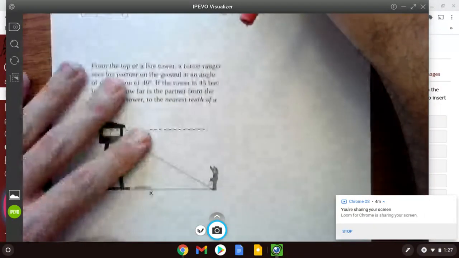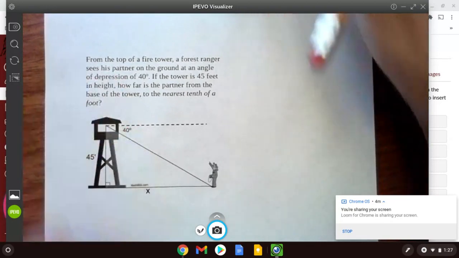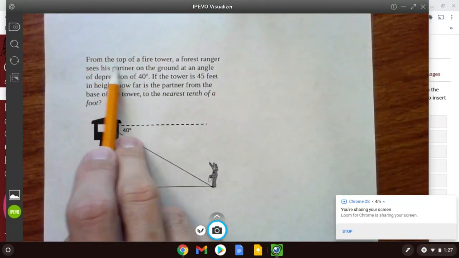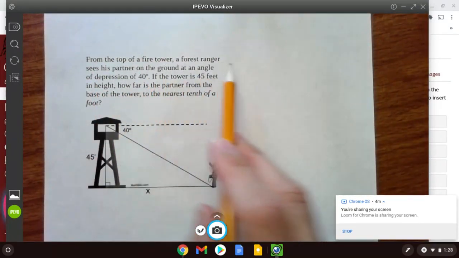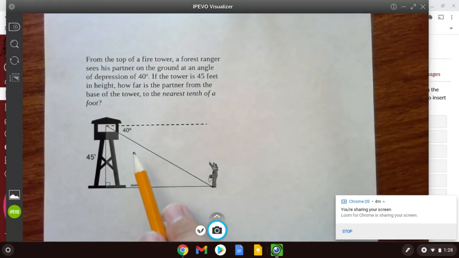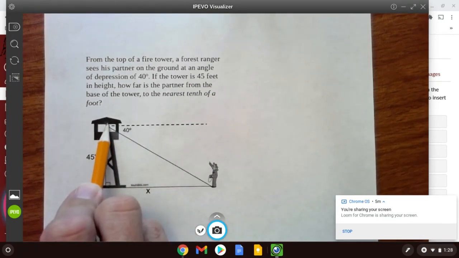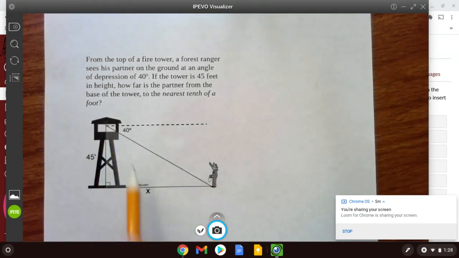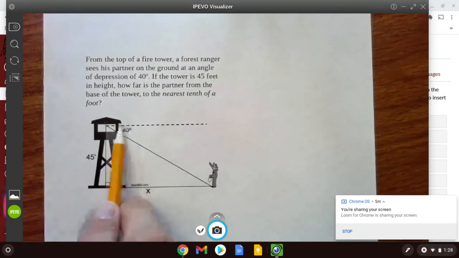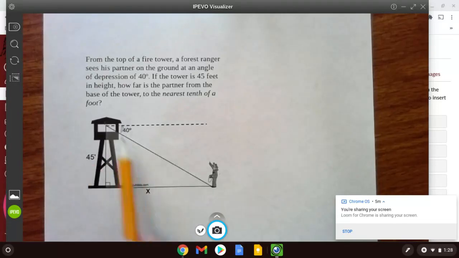All right, next question here. We'll try to squeeze two examples in this one. From the top of a fire tower, a forest ranger sees his partner on the ground at an angle of depression. So the guy's standing right here, and he's looking at his friend down on the ground, and that angle is pointed downwards. That is an angle of depression right there. If the tower is 45 feet tall, how far from the base of the tower is his friend?